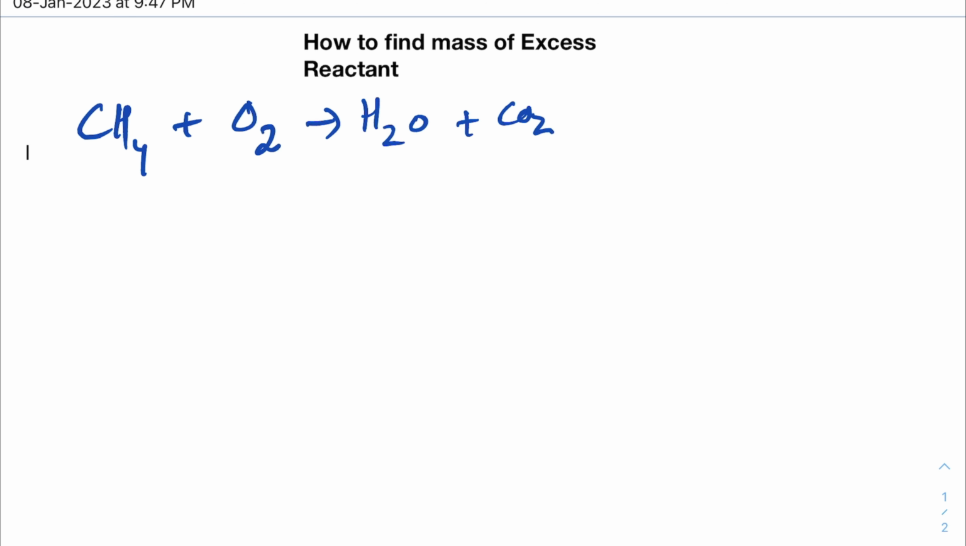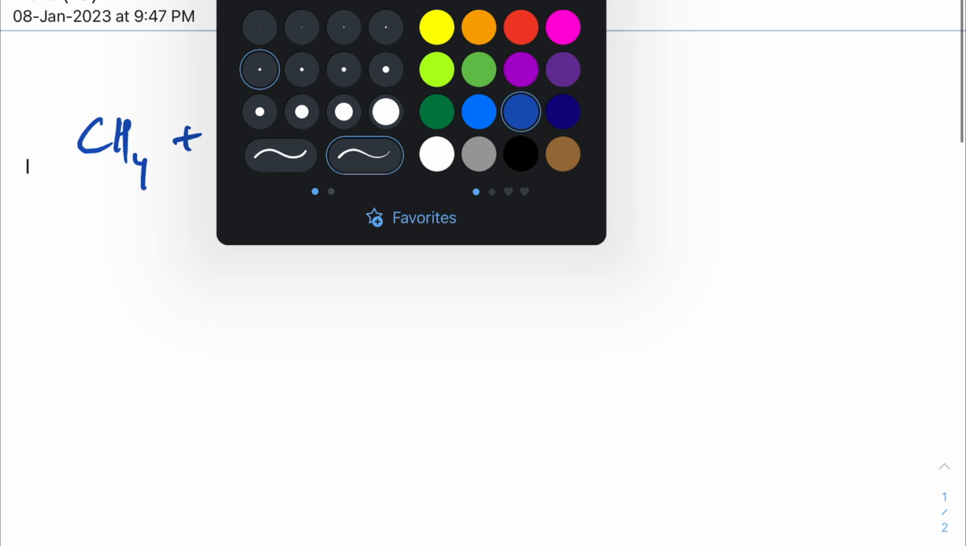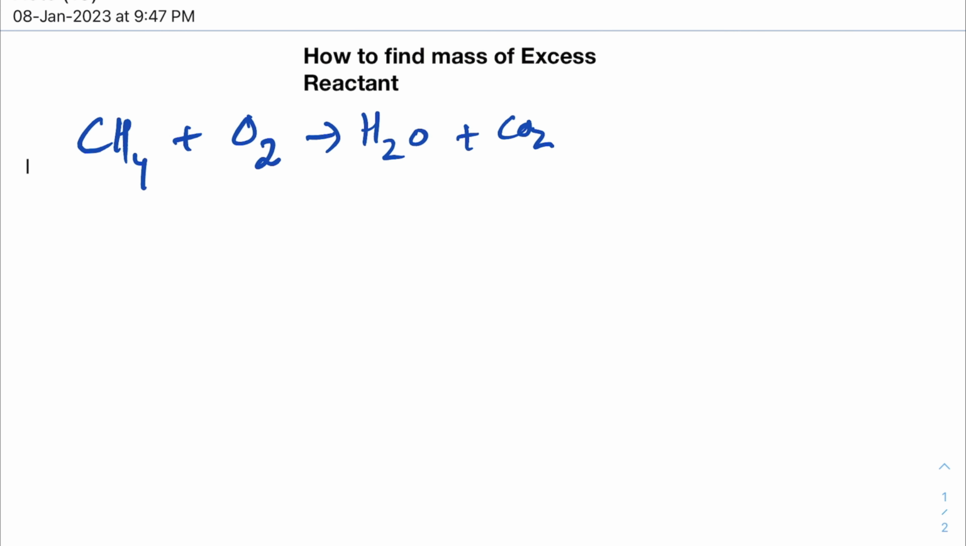Here we are going to do the combustion reaction in which methane burns in the presence of oxygen to form water and carbon dioxide. The first step is that we need to balance the equation. Here we see that there are 4 hydrogen on one side and 2 hydrogen on the other. So first we need to balance the hydrogen, so we are going to add 2 here.